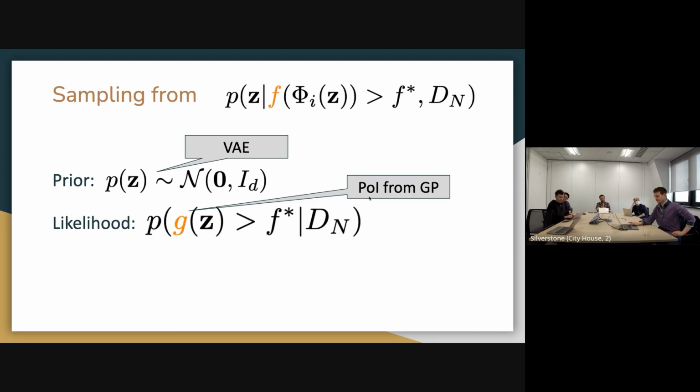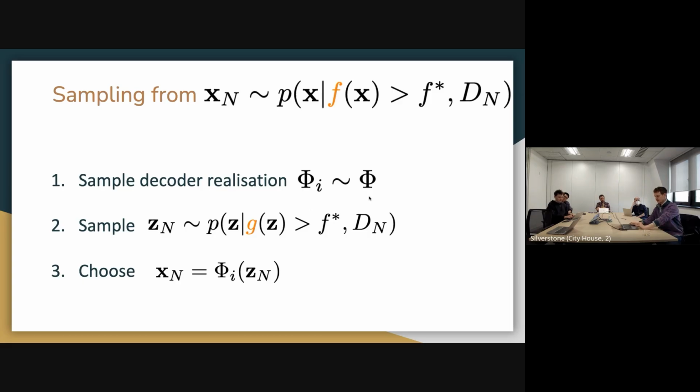So let me go back to this slide. Here I'm interested in sampling an X from this weird distribution at the top. What I first do to get this sample is sample a particular realization of my decoder. So this makes it deterministic. That then allows me to sample a Z for that realization of the decoder. You can think of this as a Gibbs sampling sort of algorithm. And I can use what we'll see is a Markov chain Monte Carlo method for this. Then I can map back through this realization of the decoder to get my X.